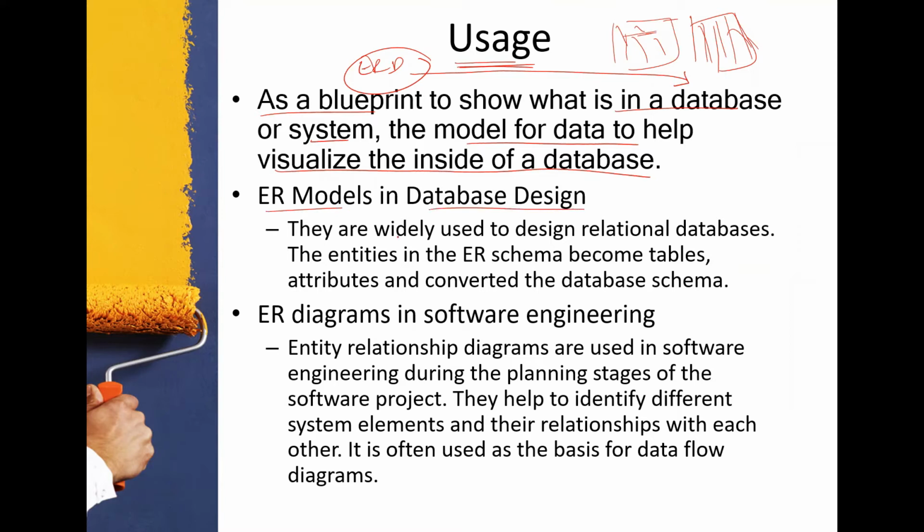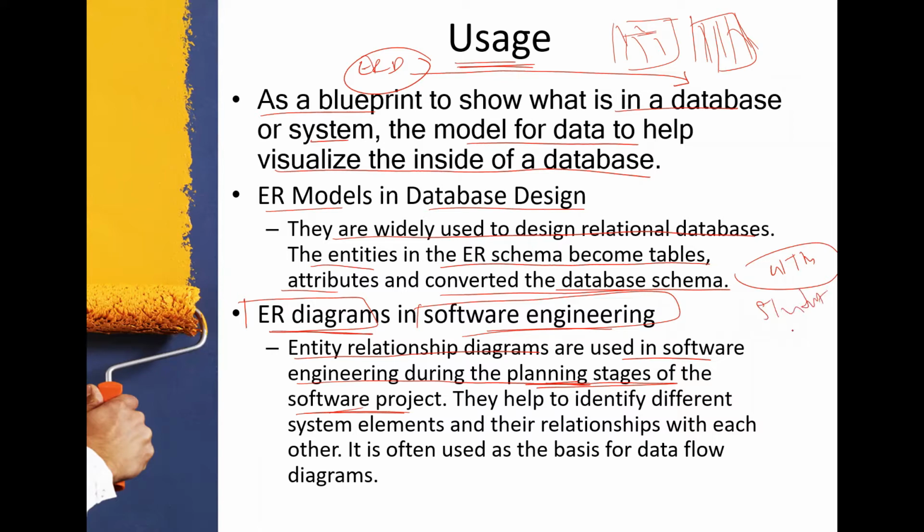So the ER model in database design is widely used to design relational databases. The entities in the ER schema become tables, and attributes are converted into the database schema. ERD or ER diagram in software engineering: entity relationship diagrams are used in software engineering during the planning stages of a software project. The ER diagram is used before software engineers build a system, for example a UiTM system. Before the student portal existed, during their planning stage, before they create the student portal system, they must first create the ER diagram to know who is involved and what the entities are.